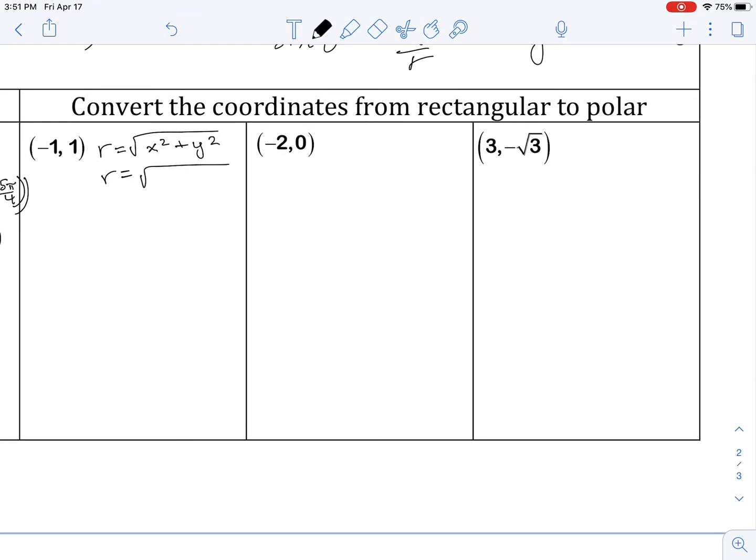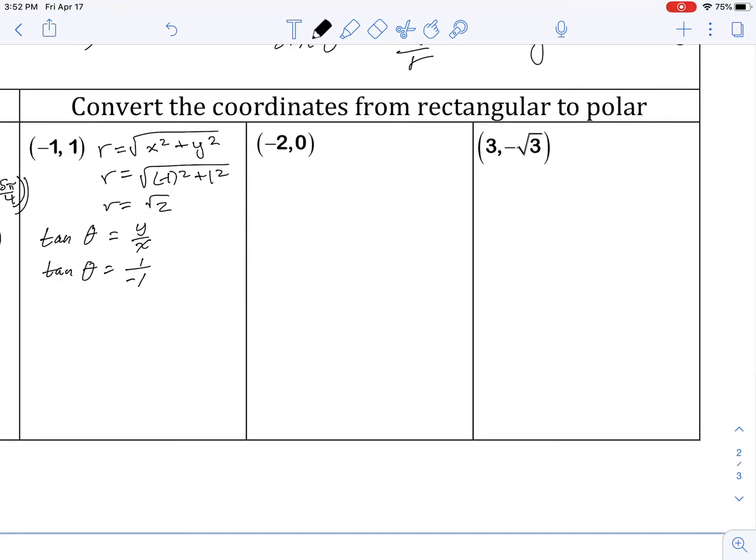Well, we know our x and our y, so (-1) squared plus 1 squared. So r is simply equal to √2. Now, for theta, to figure out our angle, we can say that the tangent of our angle, whatever it might be, is equal to y over x. So in this case, tangent of theta is equal to 1 over -1. So using your inverse trig functions, ask yourself, what is the arctangent of -1?